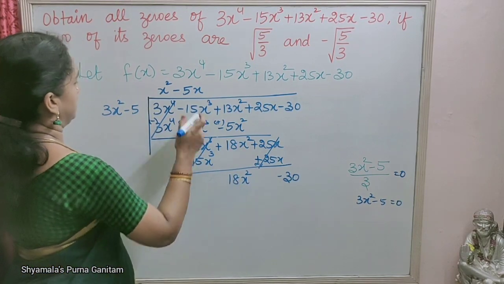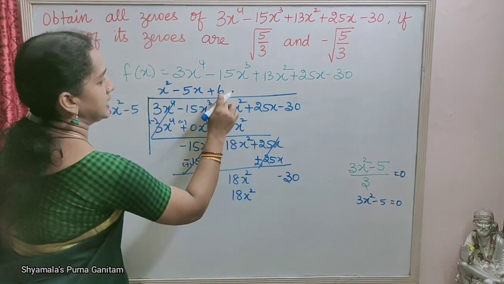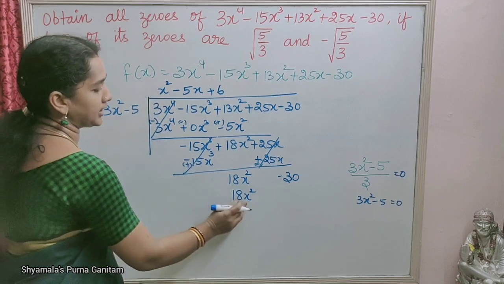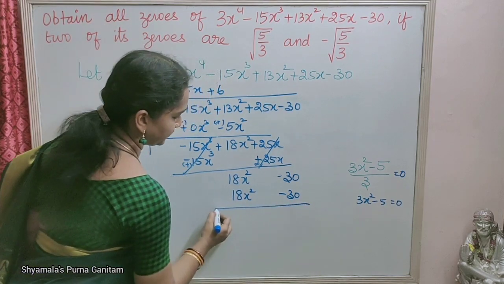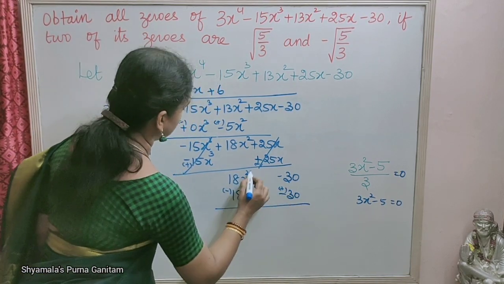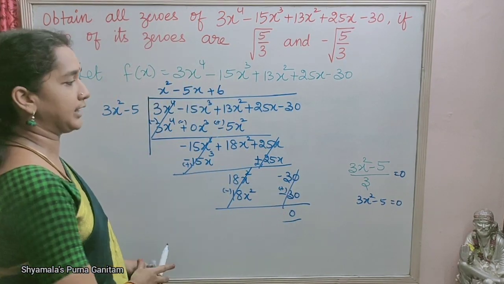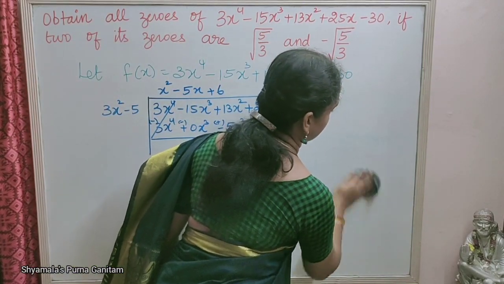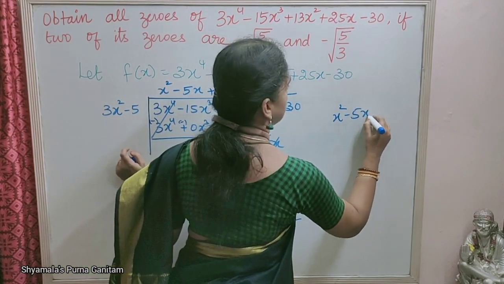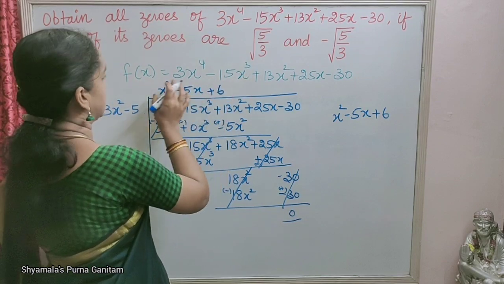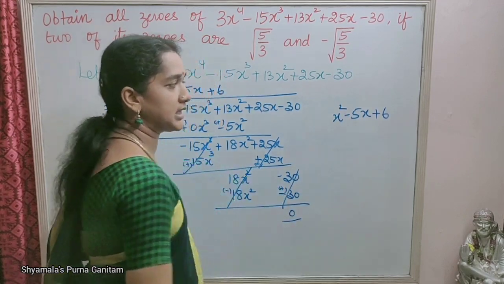Okay. Then plus 6. So 6 threes are 18x squared. 6 into 3 is 18, x squared is there, that I will write. Then 5 sixes are 30, minus 30. So when I simplify, this one will get cancelled and I will get 0. So the remaining factor is x squared minus 5x plus 6. So the factors are 3x squared minus 5, and the remaining factor is x squared minus 5x plus 6.